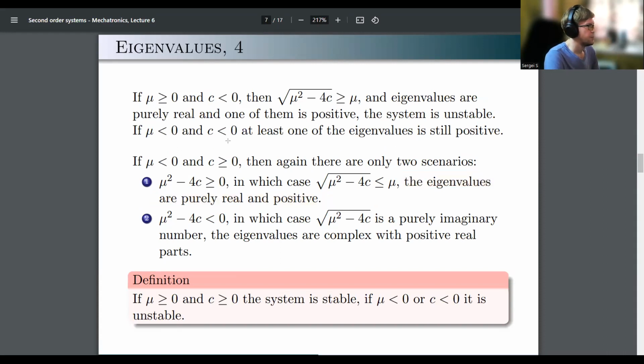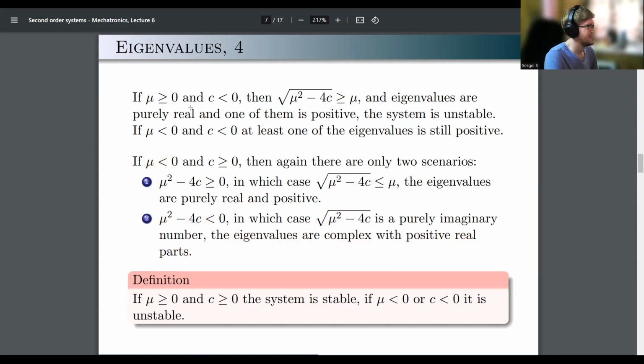Good. Now this guy could be less than 0. What happens if it is less than 0? Well, then this guy is purely imaginary. And remember, mu is less than 0, and it is multiplied by minus 1. So the real part is minus mu divided by 2. Mu is less than 0, so the real part is a positive number. The eigenvalue is complex with positive real part. Unstable again. So here's our answer.